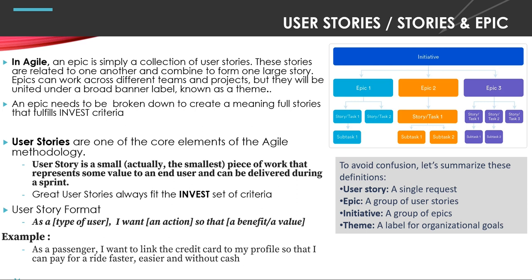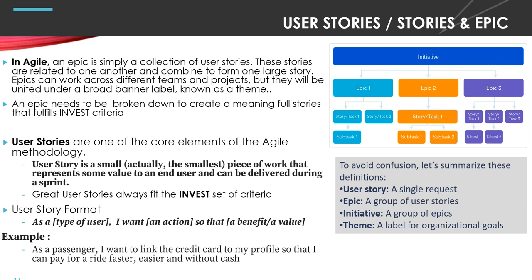An epic needs to be broken down to create meaningful stories, and each story should fulfill criteria like INVEST, which we will talk about in an upcoming slide. User stories are one of the core elements of the agile methodology. A user story is the smallest piece of work that represents some value to the end user and can be delivered during a sprint. Great user stories will always fit the criteria of INVEST.